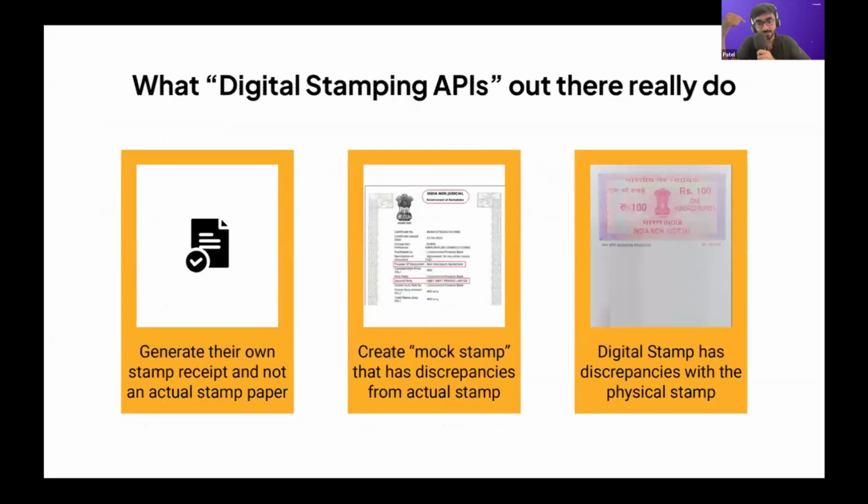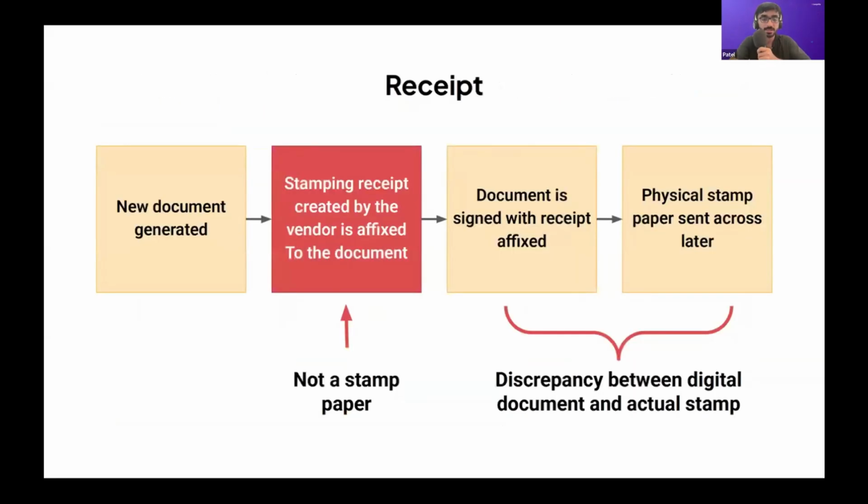So going back to what digital stamping APIs do when they show you the tech magic: there is great tech involved, but is there a corresponding legal architecture behind it? And we've seen 3 primary types of non-compliance. Let's go through them one by one, right? The first one is where the digital stamping solution generates their own receipt instead of an actual stamp paper, right? So what they do is what I'm showing you on screen, right? When you actually do on-the-fly stamping, what is being affixed is not the stamp paper, but a receipt with the backing of the private stamping solution, where the stamp paper is then sent later, right? The actual stamp paper, not at the moment the transaction is happening.